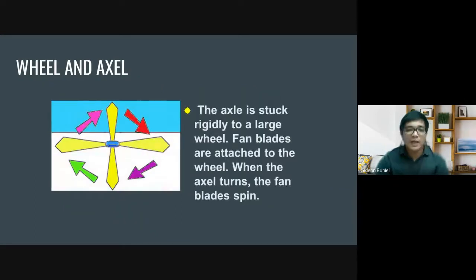The wheel and axle is stuck rigidly to a large wheel. Fan blades are attached to the wheel. When the axle turns, the fan blade turns. So this is an example of a wheel and axle. We have a fan and it will turn and turn because of the wheel.